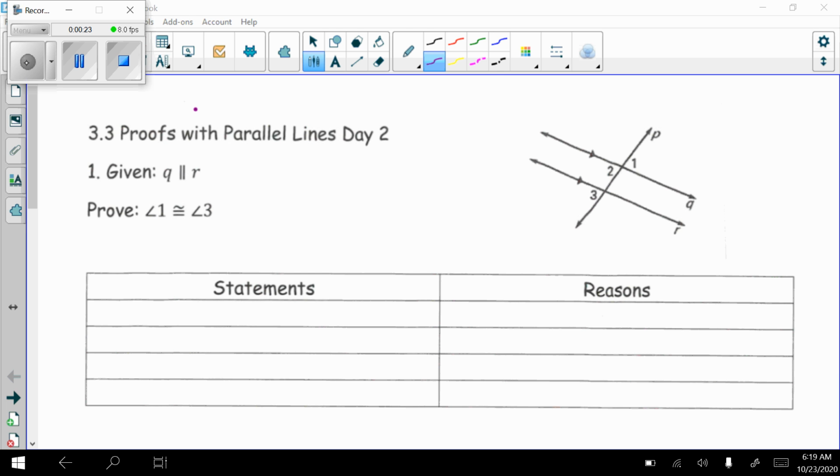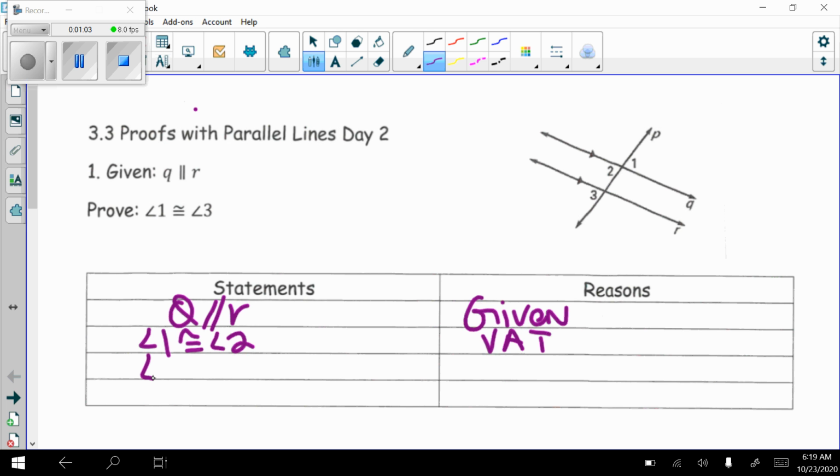So as always, my very first statement is my givens. So Q parallel to R, given. And the next thing I know by looking at the picture, I have angle 1, angle 2, angle 3. What I know is that angle 1 and angle 2 are vertical angles. So I can say angle 1 is congruent to angle 2 by the vertical angle theorem. I also know angle 2 and angle 3 are congruent because they are corresponding angles.